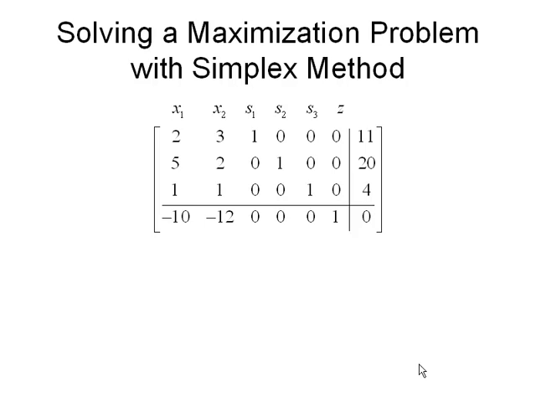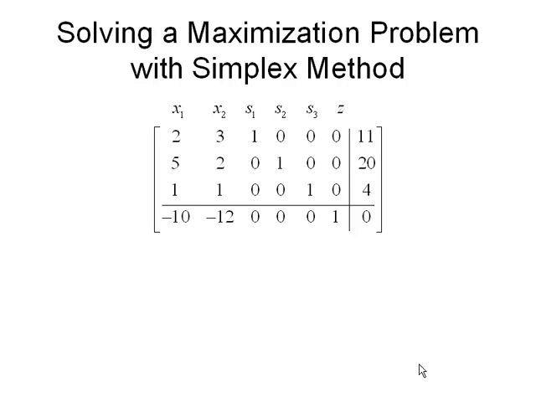Here we have an initial simplex tableau. The first row has 2, 3, 1, 0, 0, 0, 11. The second row has 5, 2, 0, 1, 0, 0, 20. The third row has 1, 1, 0, 0, 1, 0, 4. And the last row is -10, -12, 0, 0, 0, 1, 0. This is one of the matrices that we've dealt with.